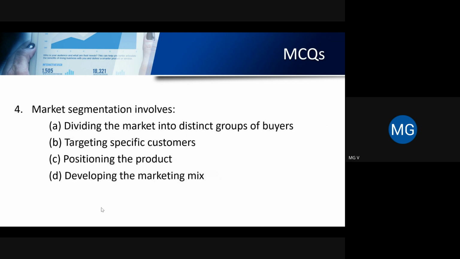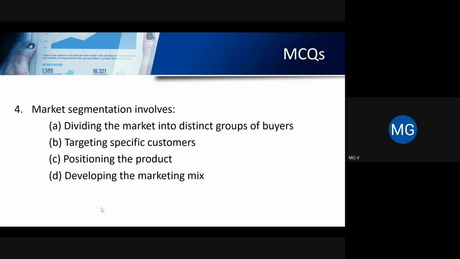Market segmentation involves dividing the market into distinct groups of buyers, targeting specific customers, positioning the product, or developing the marketing mix. Positioning the product, dividing, ma'am. Dividing the market into distinct groups of brands.